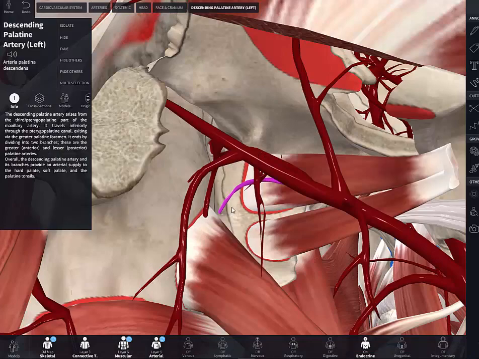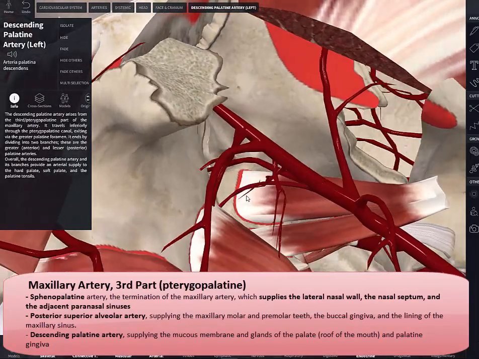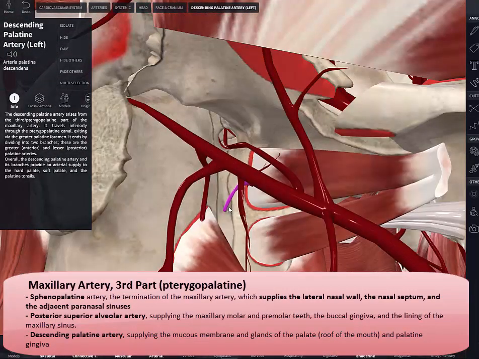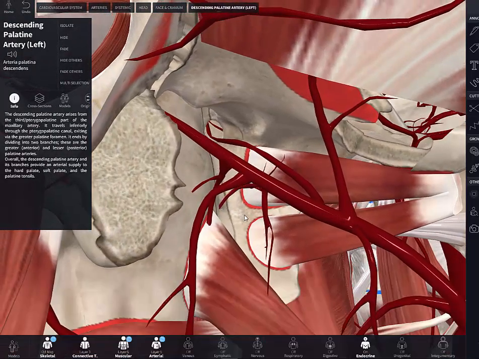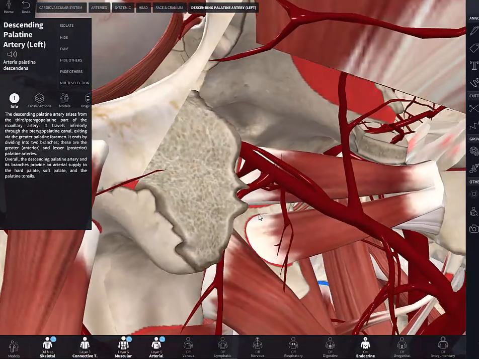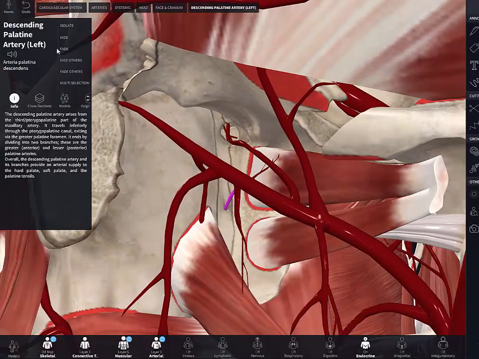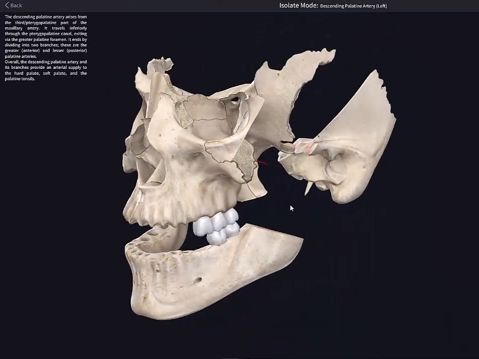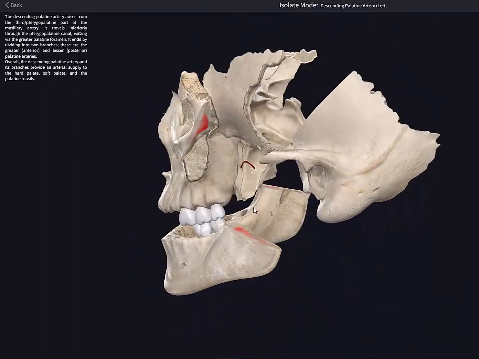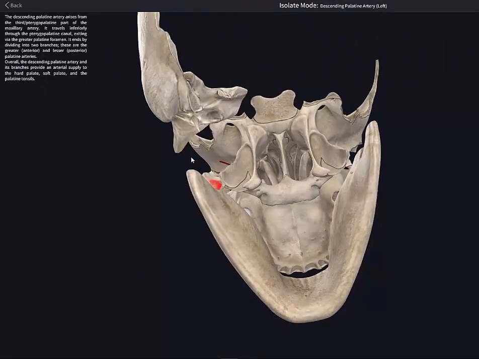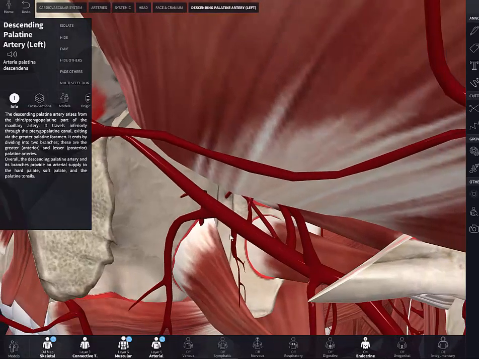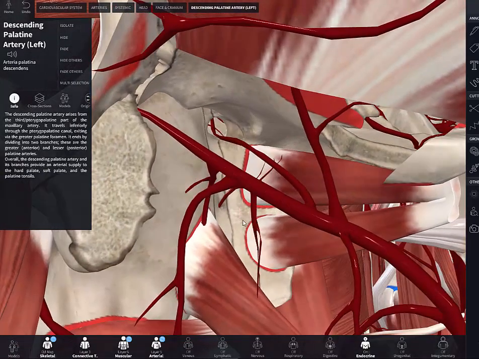And the last one we're going to talk about now is the descending palatine artery. The descending palatine artery will supply the mucous membranes and the glands of the palate, so the roof of the mouth. If I isolate it, you can see it dives into here and will then actually supply the palate. And with the supply to the palate, it will also supply the gingiva.